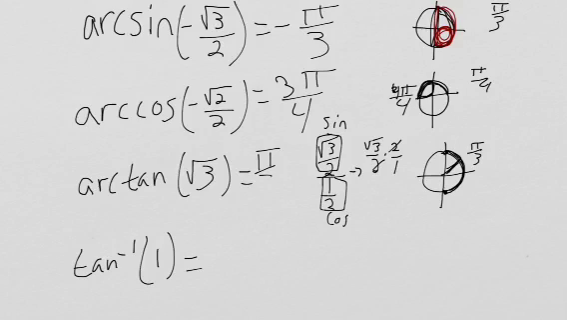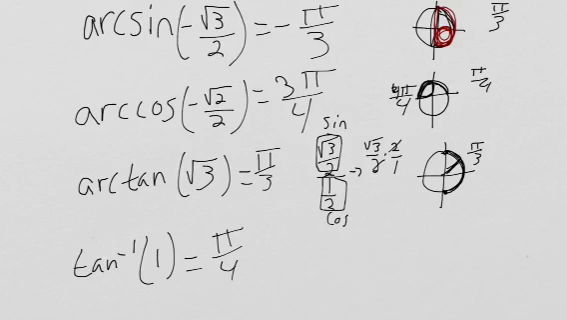Okay, last one, inverse tangent of 1. So that happens where sine and cosine are the same thing, which is at pi over 4, where they're both root 2 over 2. And because it's positive, we're going to be up in this quadrant again, up here. So our final answer is just pi over 4.